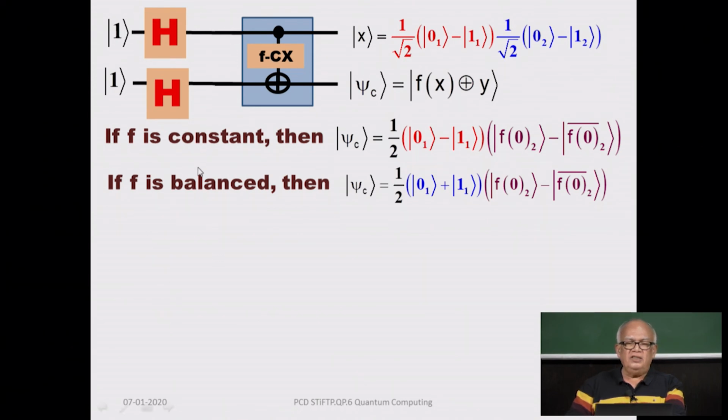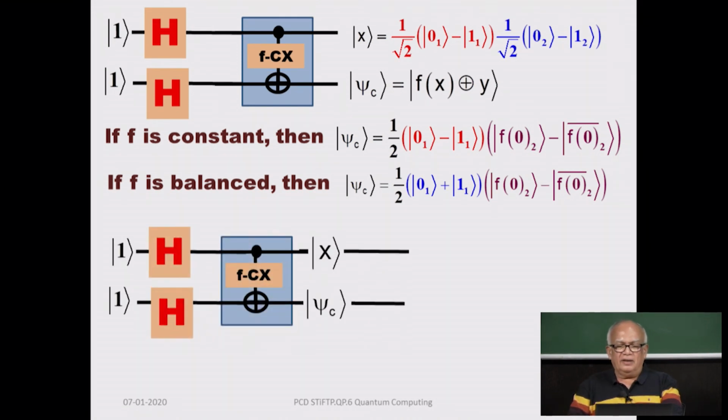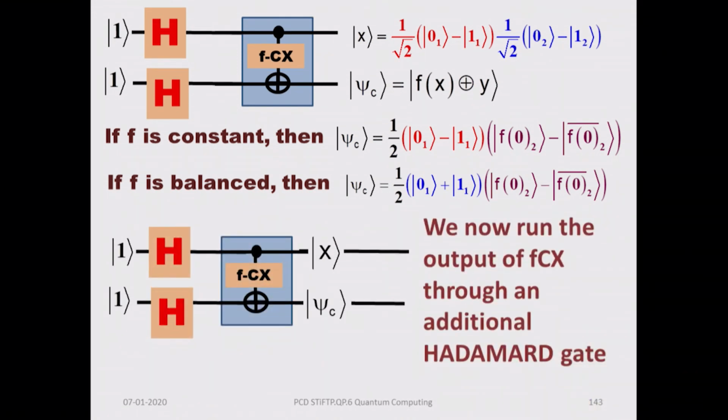So, for constant f you have this state which has got the minus x state and this has got the plus x state. The other factor for the second qubit is the same unknown. It is unknown, but it is not an arbitrary unknown, it is the same unknown. And that is a great advantage, because now what we can do is run this output from the function control not through a Hadamard.